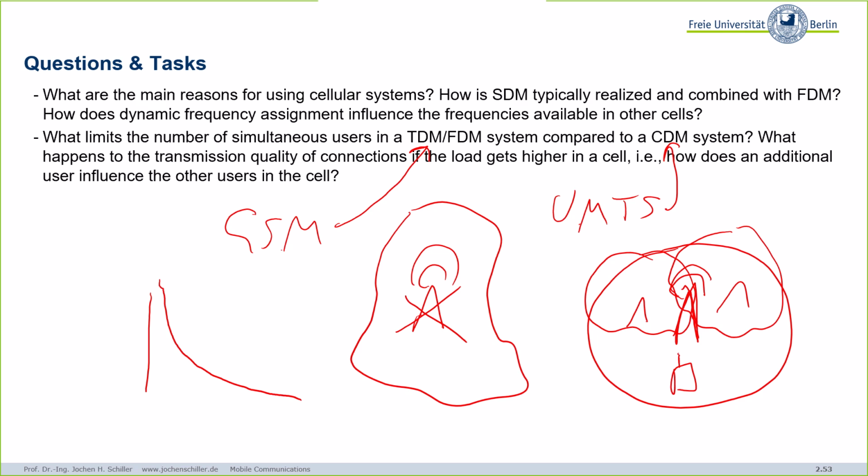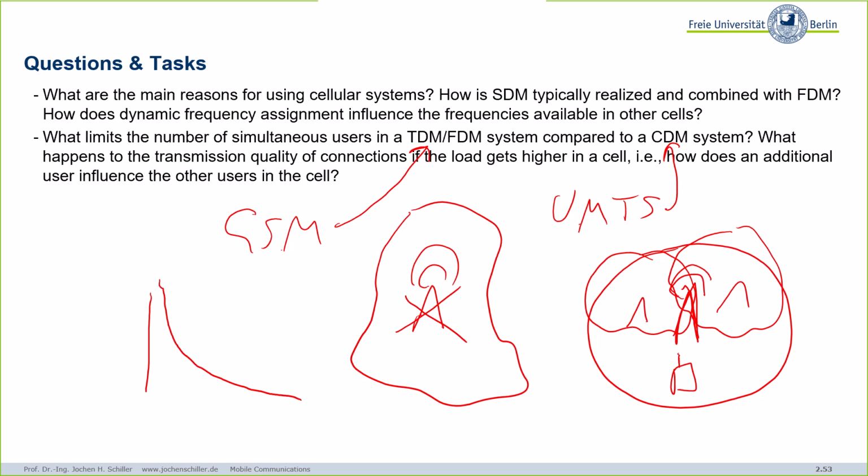So one answer is, okay, TDM-FDM: if all time slots and all frequencies are occupied, you cannot accept more users. So you have a hard capacity limit. Exactly, and CDM has a soft capacity. Without any additional limits, you can always say maximum 50 users per cell, something like this, but without these additional hard limits, you have a soft limit in CDM.